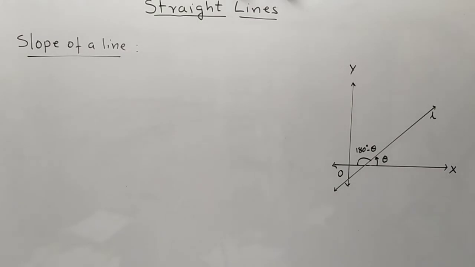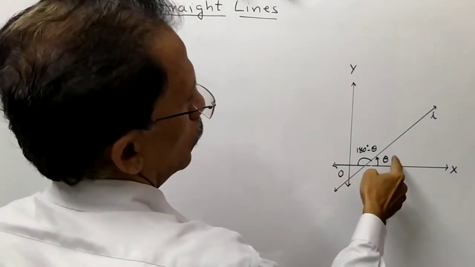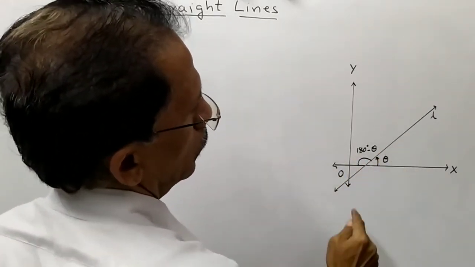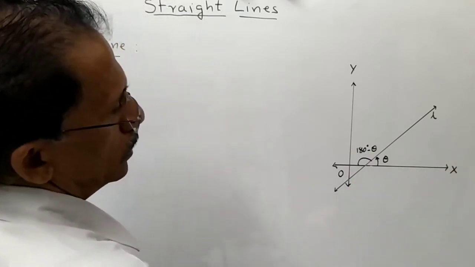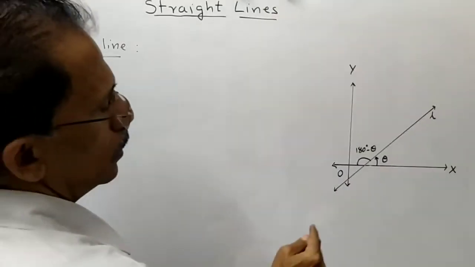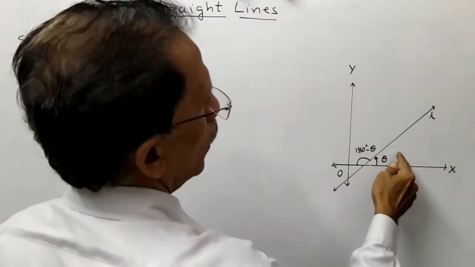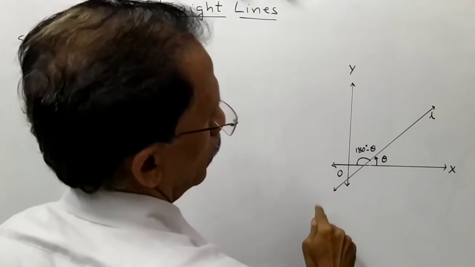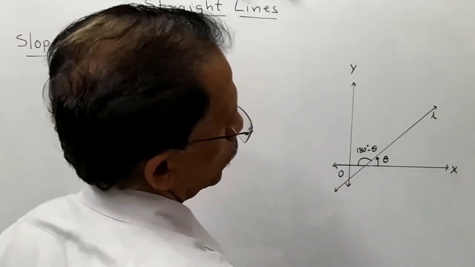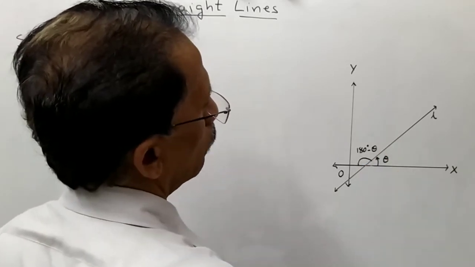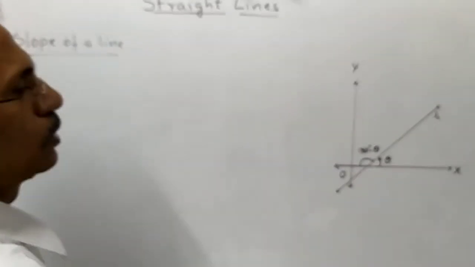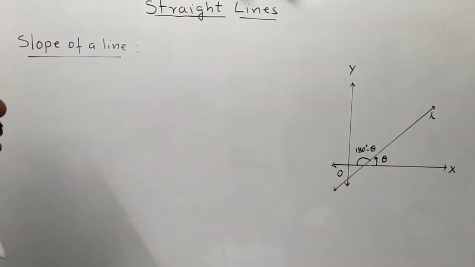Slope of a line. A line in a coordinate plane forms two angles with the x-axis, which are supplementary. The angle theta made by the line L with positive direction of x-axis and measured anticlockwise is called the inclination of the line L.